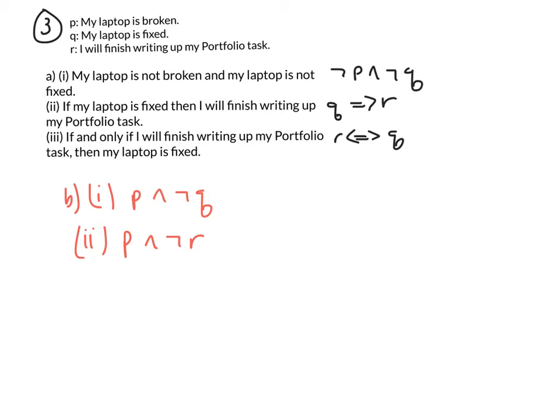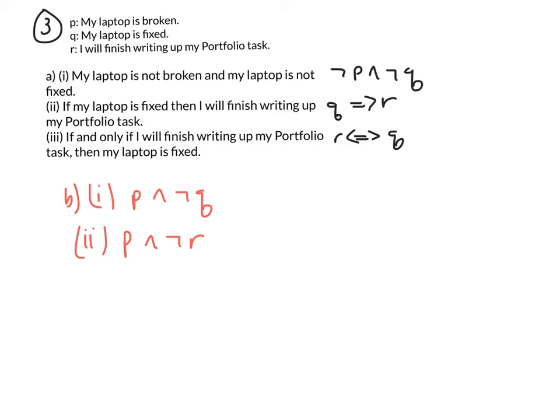So the first one was not P and not Q. So that becomes my laptop is not broken and my laptop is not fixed. The second one was Q implies R. So remember your implication is your if-then statement. So if my laptop is fixed, then I will finish writing up my portfolio task. The last one was R if and only if Q. So whenever you see this, that's your if and only if. So if and only if I will finish writing up my portfolio task, then my laptop is fixed.